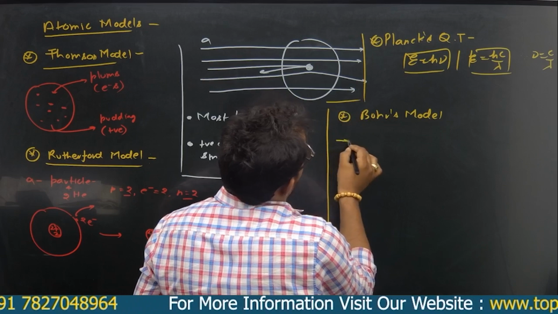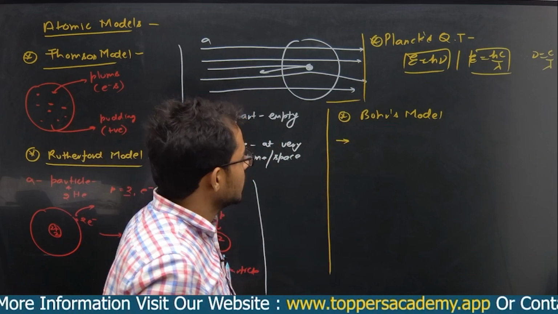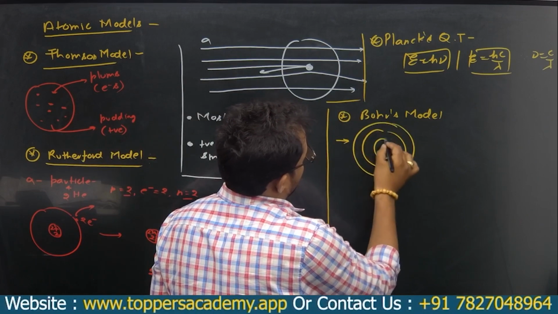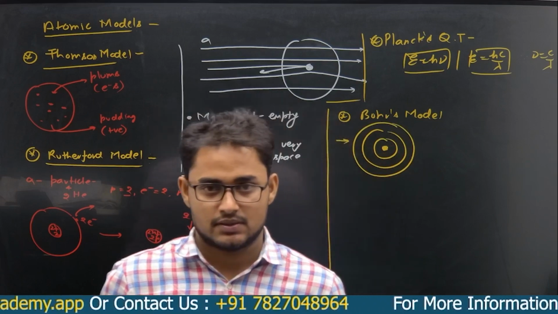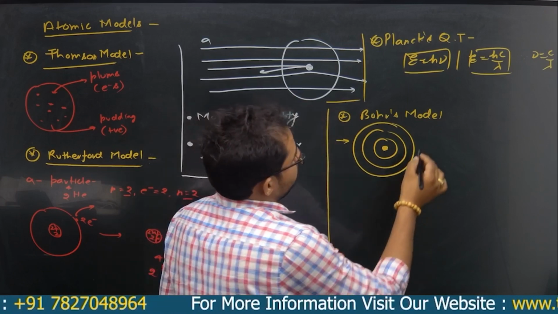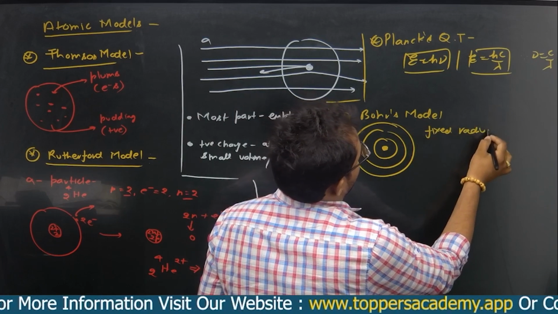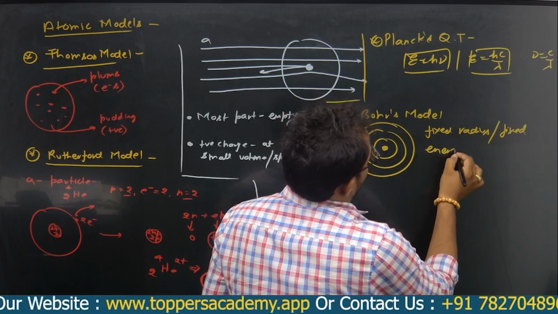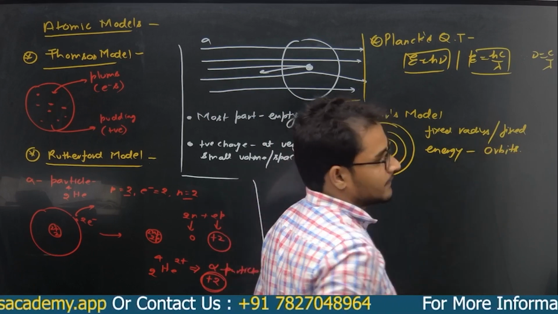Bohr's model. Bohr said that there are many orbits around the nucleus which have fixed radius and fixed energy, fixed radius and fixed energy of orbits.